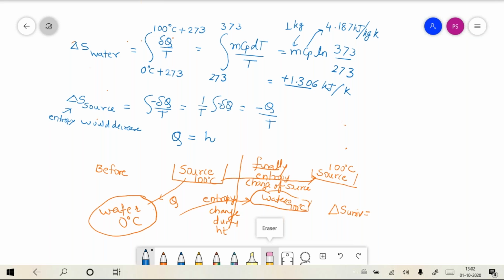The heat lost by the source. How will you calculate that? How will you calculate the heat lost by the source? This Q. How will you calculate this? Anybody has the answer? How you calculate this? Heat lost by the source.